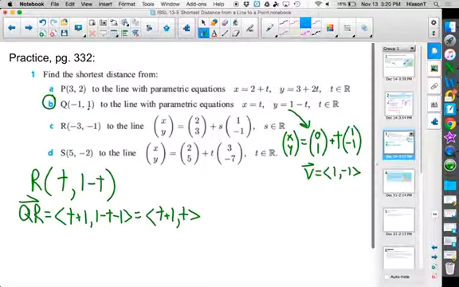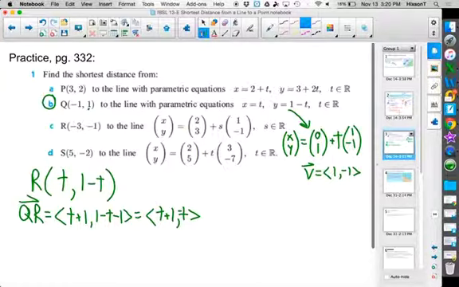Just reverse them? What do you mean? They reverse the parametric equations? Oh, in this case it happened to be, but don't bet on that every time. It's only because Q is (-1, 1). Why is it not negative t? Oh, it is. It is, sorry. Okay, so there's our QR. There's vector v. Now we can solve.